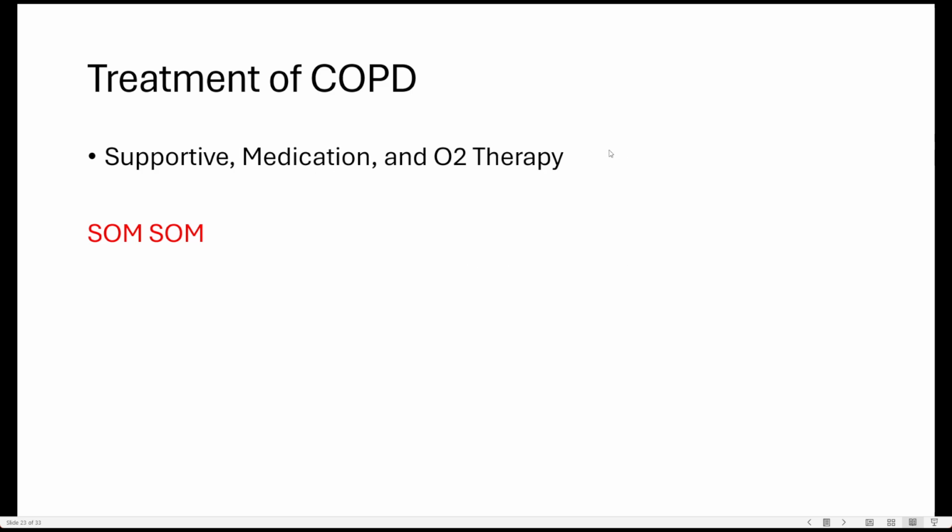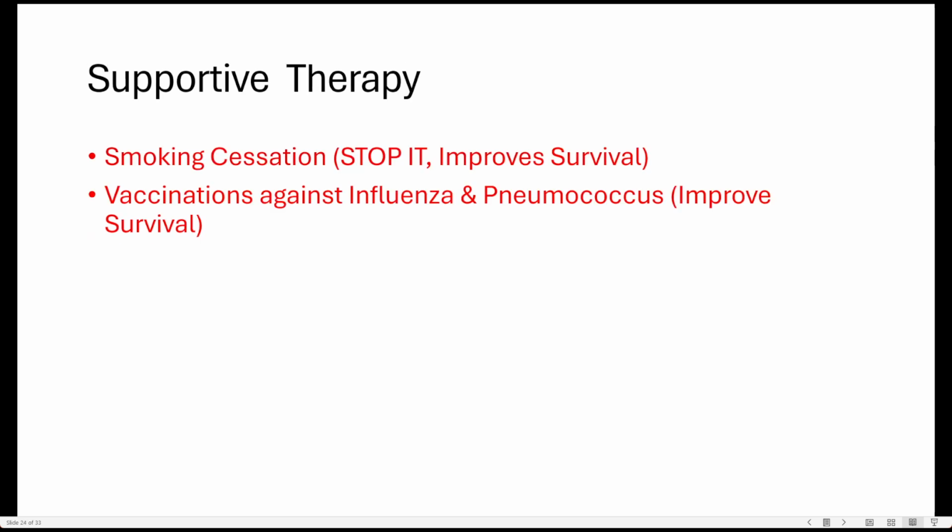Now, when it comes to treatment of COPD, you have supportive, medication, and oxygen therapy, which is SOM, S-O-M. Let's start with supportive therapy, which is the initial first line. If a patient is a chain smoker, you tell this patient to stop smoking. And if the patient is not vaccinated, tell the patient to be vaccinated against influenza and Streptococcus pneumoniae, because they found that by stopping smoking and doing vaccination, they improved the survival among COPD patients. They reduced the mortality rate among COPD patients. So this is very important to know.